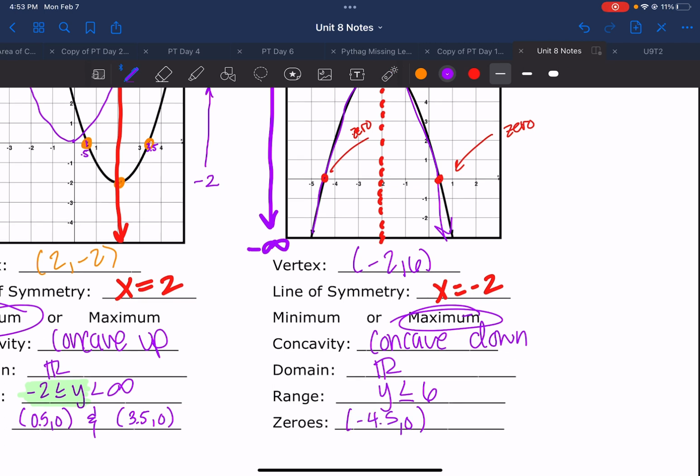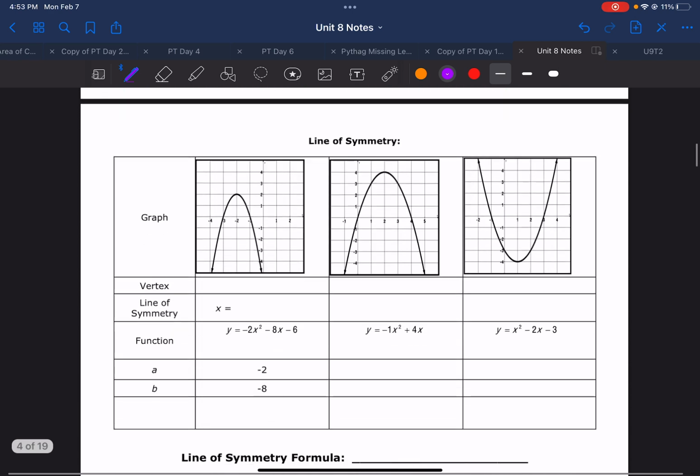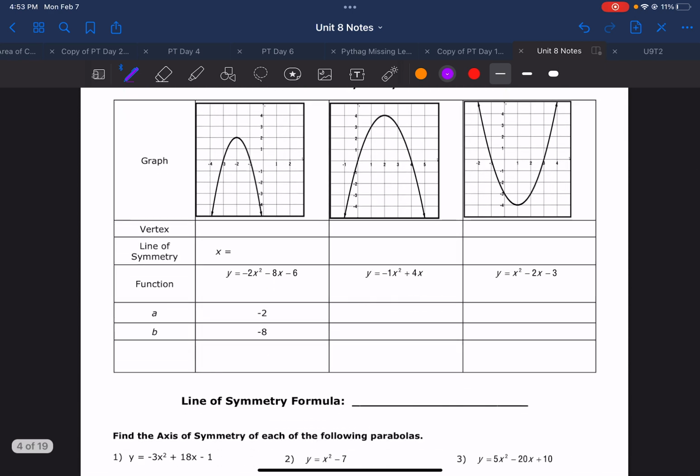-4.5, comma 0. And what else do we have? Say 0.5 maybe, and 0. Bam. All right, so that is an introduction to quadratics. I want you guys to try to do your best and fill this out yourself. I will do one more thing, actually.